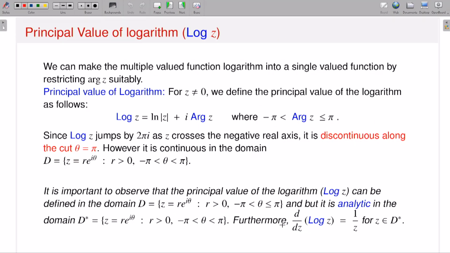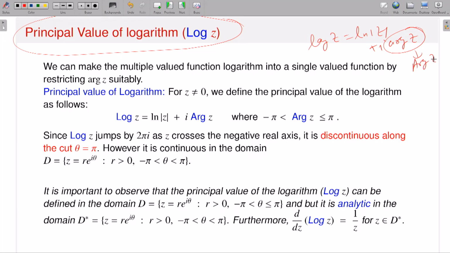Let's see. It boils down to the concept of the principal value of logarithm. Small log is multivalued, and capital Log, the principal value of logarithm, is a single valued function. Now look how I define it. You can easily guess it, because if you remember the definition, small log is nothing but ln of mod z plus i small arg of z. Now you can easily say that if you replace it by capital Arg of z, then it will be single valued, right? That is exactly what I have done.